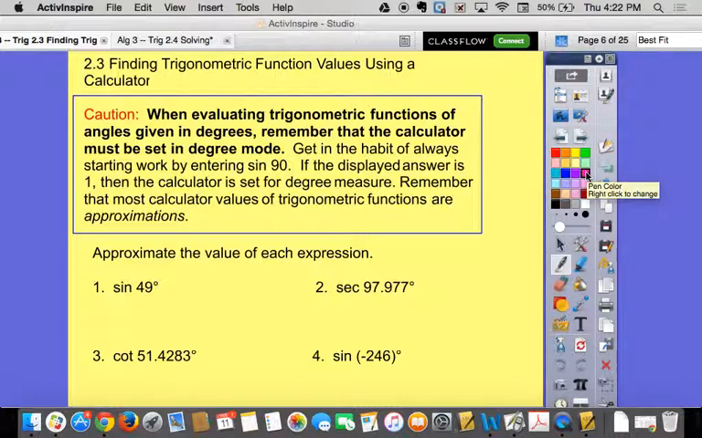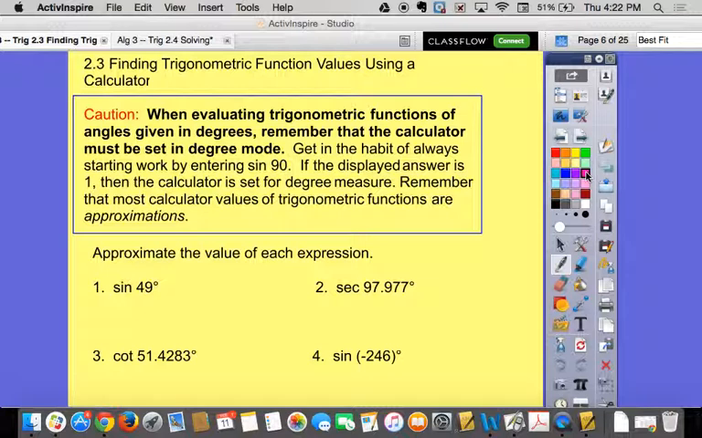First and foremost, what we're doing right now is all in degree mode. So this caution up here is something that you need to pay attention to. Make sure your calculator is in degrees. On the graphing calculators, hit mode, go down to the third line, and make sure degrees is highlighted. If it's in radians, it's not going to give you the correct response. The quick way, which they're mentioning here, is you can type sine 90 and it should come up 1. That lets you know that it is in degrees.